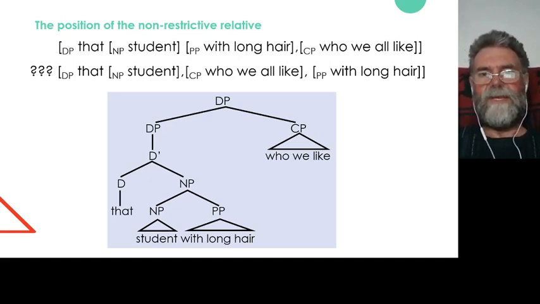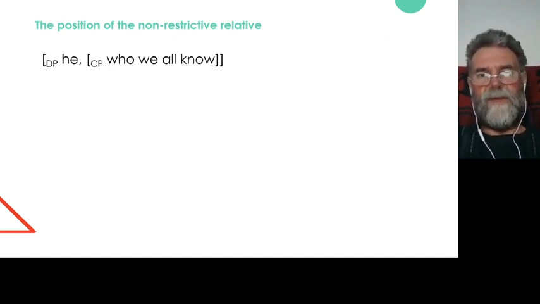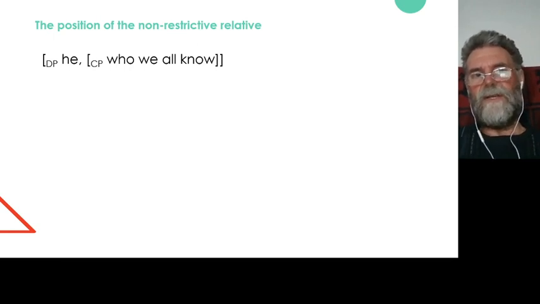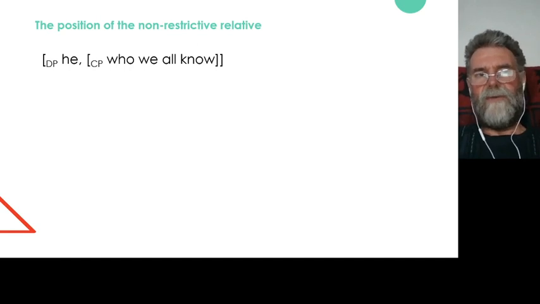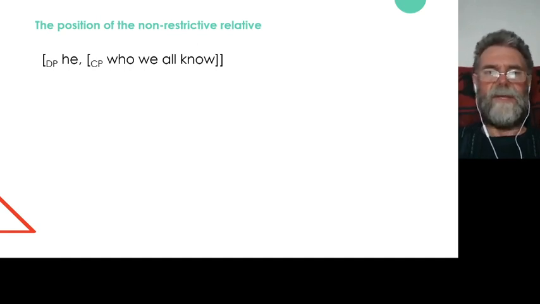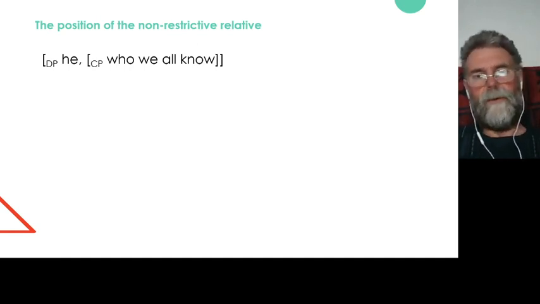Okay, so there's one piece of evidence that suggests that the non-restrictive relative clause at least is adjoined high up in the DP. Another observation, which more or less comes to the same conclusion, is the fact that with a non-restrictive relative clause we can have a modified pronoun with it. So we can have he, who we all know.